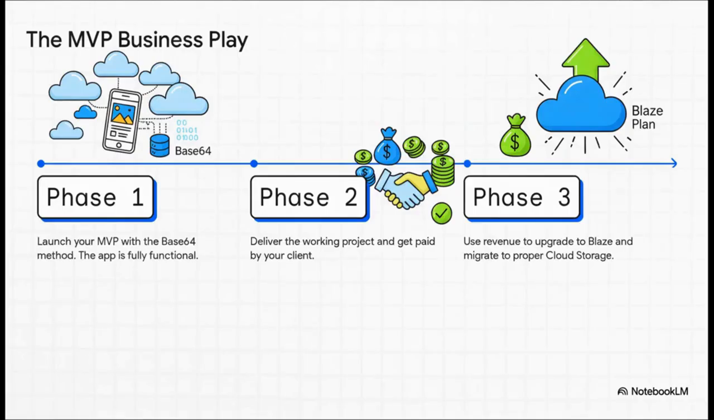And this right here, this is the playbook. This is how you win. Step 1. You launch your MVP. You use the Base64 method, the image uploads work perfectly, your app feels totally complete, and you can deliver it. Step 2. You get paid. That's the important part, right? And then, step 3, you take that money, you upgrade to the Blaze plan, and you migrate everything over to a proper cloud storage solution when it's time to scale up. The key is you don't let this roadblock stop you from getting paid. You ship, you collect, then you scale.